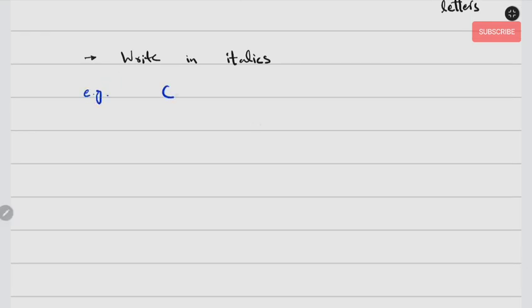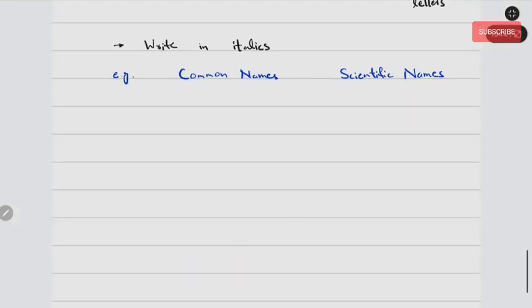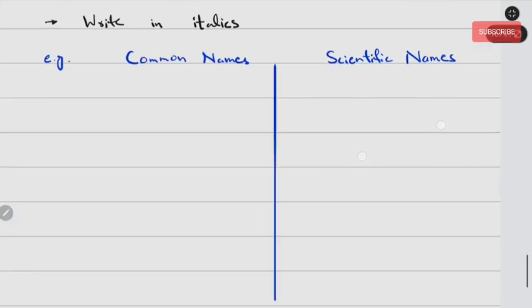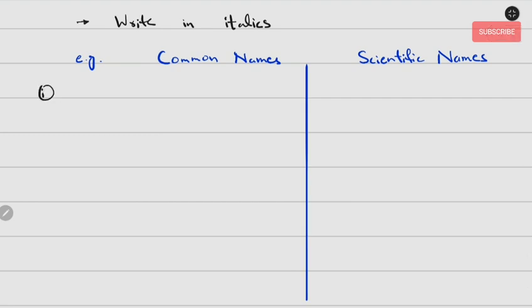So these are the common names here, and here you have the scientific name or biological name. So number one, let's talk about humans. We are humans, so I'm a little bit biased. The scientific name of humans, or just human, is Homo sapiens.